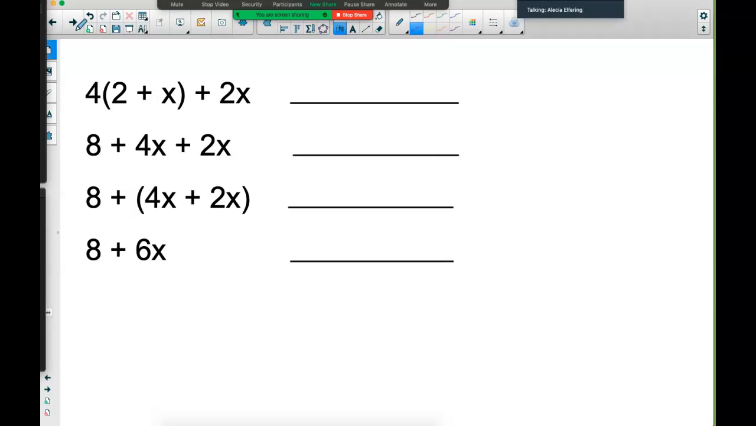Sorry, there shouldn't be a line on the first one. Ignore that line. So it started as 4 parentheses 2 plus x plus 2x. The next step is 8 plus 4x plus 2x. What property was used? Distributive and then associative. I used the distributive property first. How come I didn't have to use the commutative property? Austin said distributive and then associative and then substitution. He didn't say that, but that would be the last one.